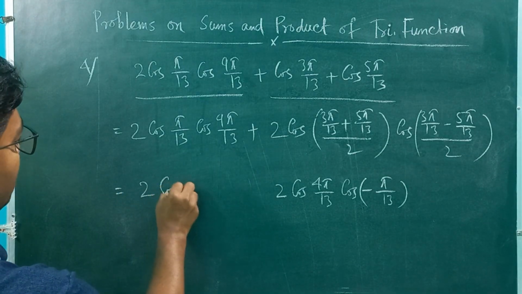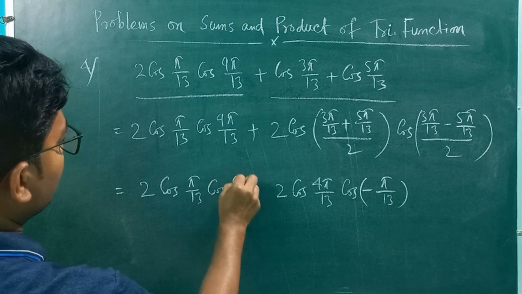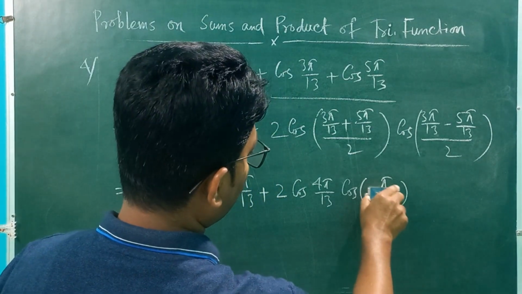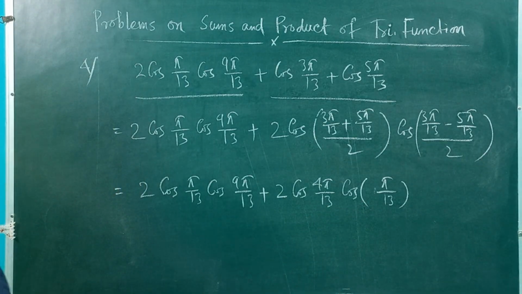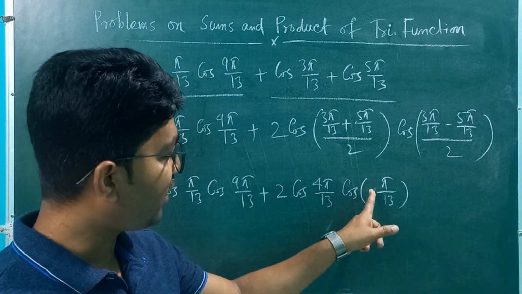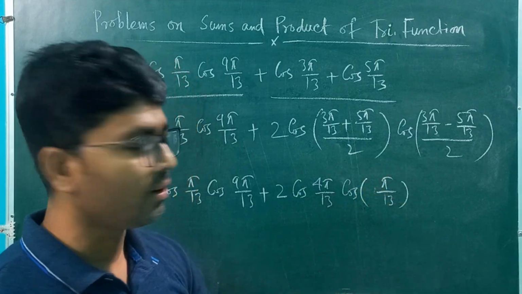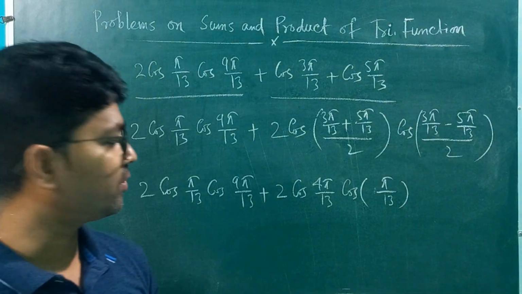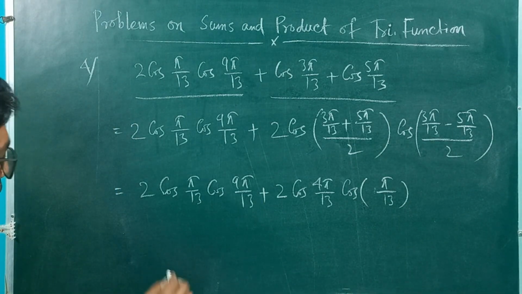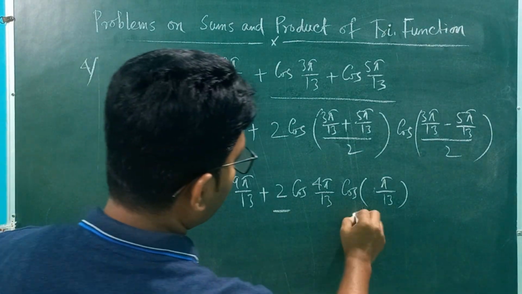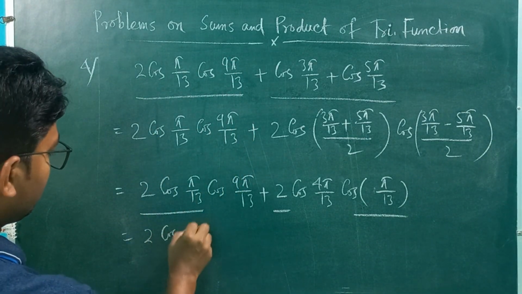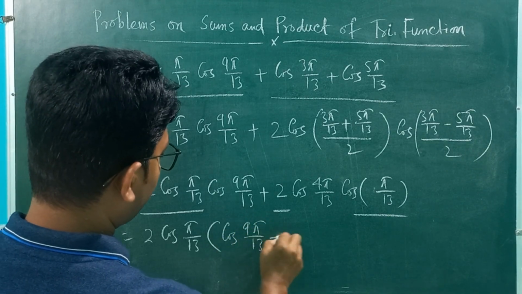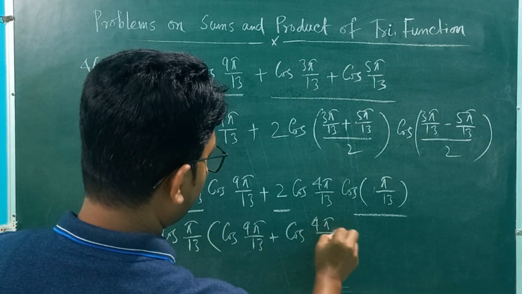so then you will get cos pi by 13 and cos 9 pi by 13 plus, and this minus sign will vanish from there, because in case of cos, the minus sign on the angle will vanish. This is a formula, cos of minus theta equal to cos theta. So see what you have got here, you have got 2 cos pi by 13 as common. Now this one, cos 9 pi by 13, cos 4 pi by 13.